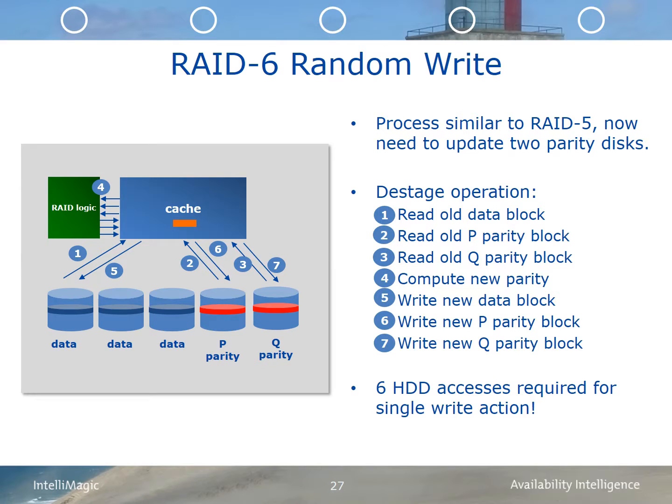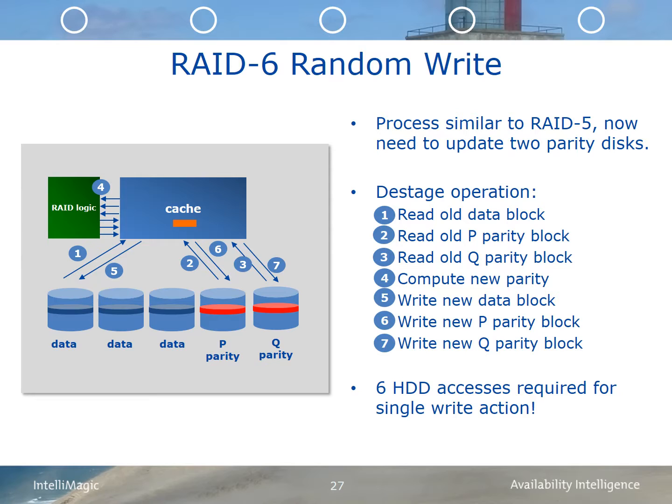Now let's look at the RAID 6 random write. So it's similar to RAID 5, except now we have 2 parity disks. So we actually have to do 3 IOs just to read in the data, parity, and the special parity. Then we have to compute the new parity, and then we have to write out the new data block, the new parity block, and the new special parity block. So random write IOs are going to take 6 disk accesses for a single random write.